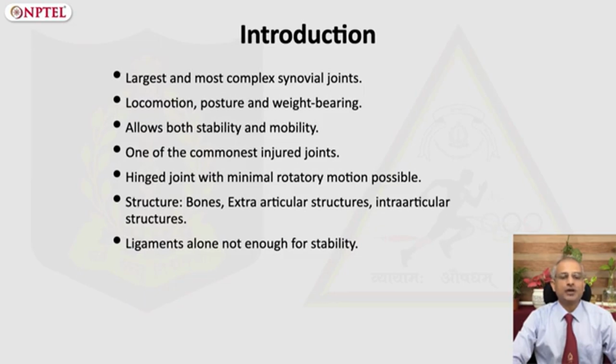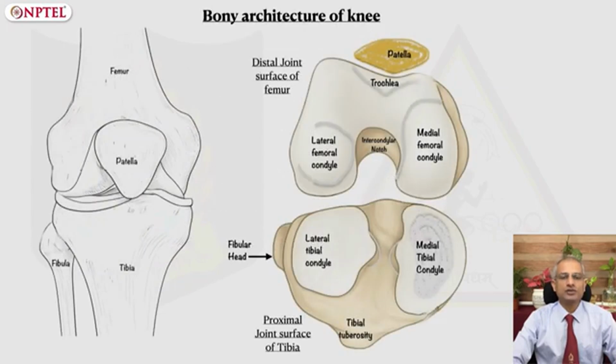Although primarily a hinge joint, it allows a small degree of rotatory motion, which is critical for smooth and efficient movement. Structurally, the knee is composed of bones, extra-articular structures, and intra-articular structures. Though the ligaments play a major role in stabilization during its various functions, they alone are not sufficient, and the stability of the knee is achieved through a combination of action of ligaments, muscles, bones, and neuromuscular control. With this brief introduction, let's explore the anatomy of the knee, beginning with the osteology of the knee.